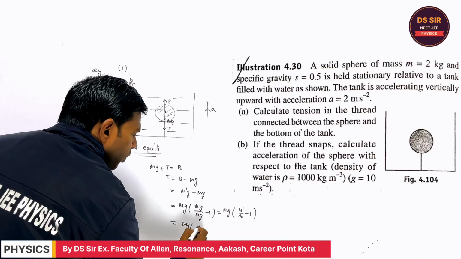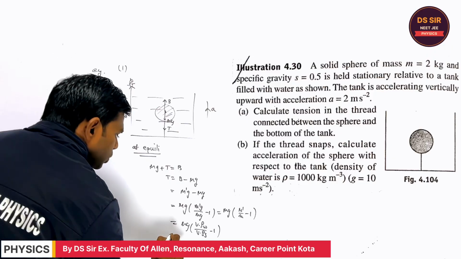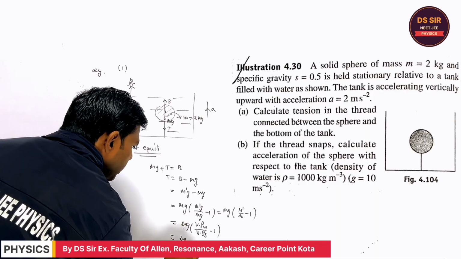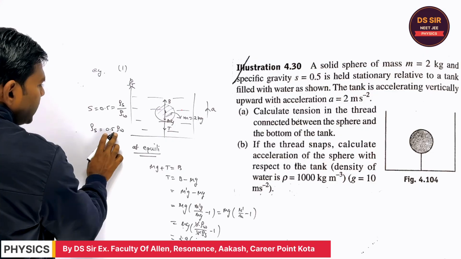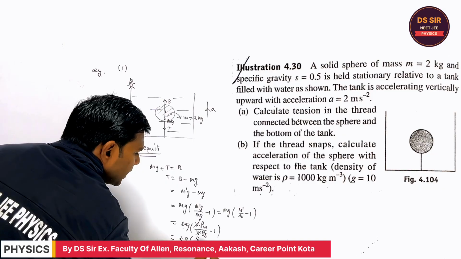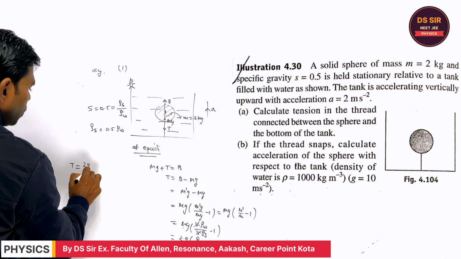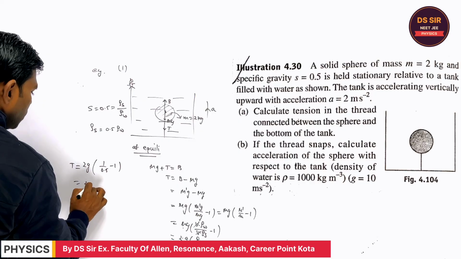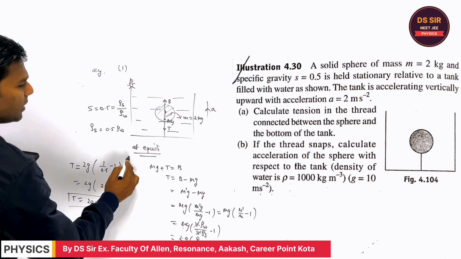What is the m dash? Volume into density of water, over volume into density of solid, minus 1. The mass m is given as 2 kg. So 2 into g, volume will cancel out, water density over the solid density, which is 0.5. So it is rho water upon 0.5 rho water, minus 1. This is 0.5, right? So what will be the tension then? 2g, rho water will cancel out, 2 minus 1, equal to 20 Newton. So this is the first part.